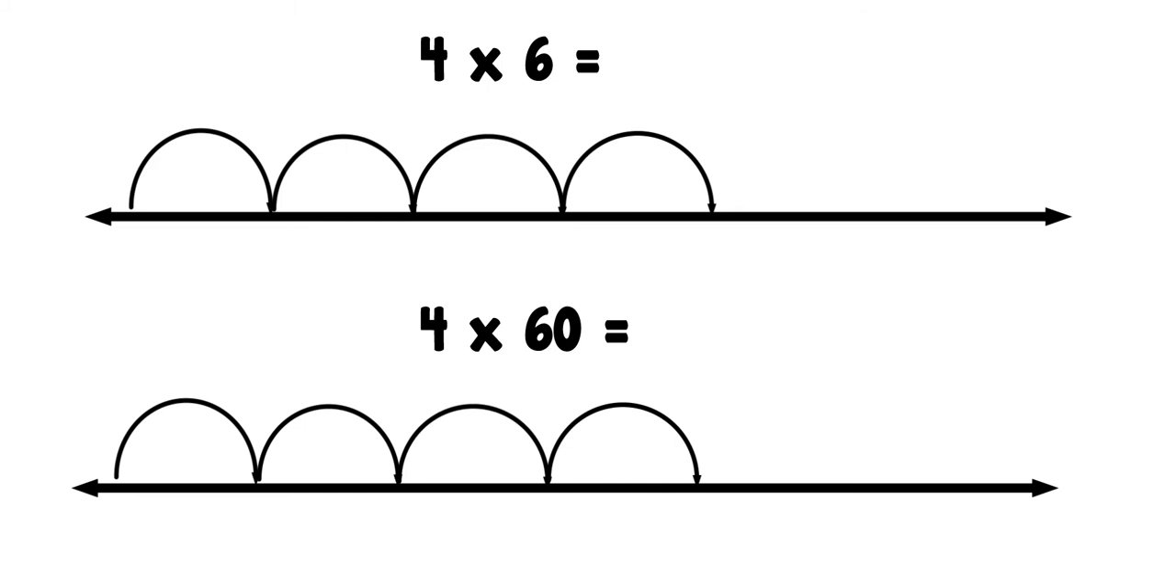4 times 6 would be the same as 4 jumps of 6. Starting at 0, our first jump gets us to 6. And then from here, I'm going to have to use what I know about the multiples of 6.